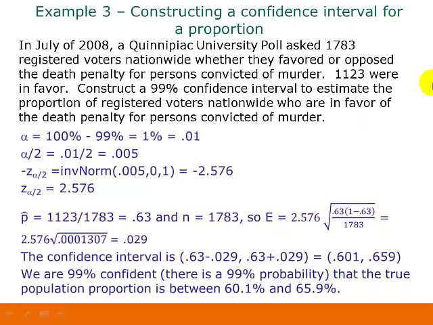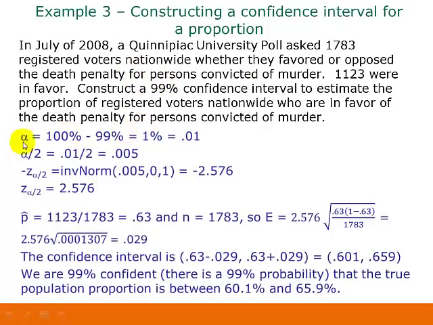Here's a third example. In July of 2008, a Quinnipiac University poll asked 1,783 registered voters nationwide whether they favored or opposed the death penalty for persons convicted of murder. 1,123 were in favor. Construct a 99% confidence interval to estimate the proportion of registered voters nationwide who are in favor of the death penalty for persons convicted of murder.